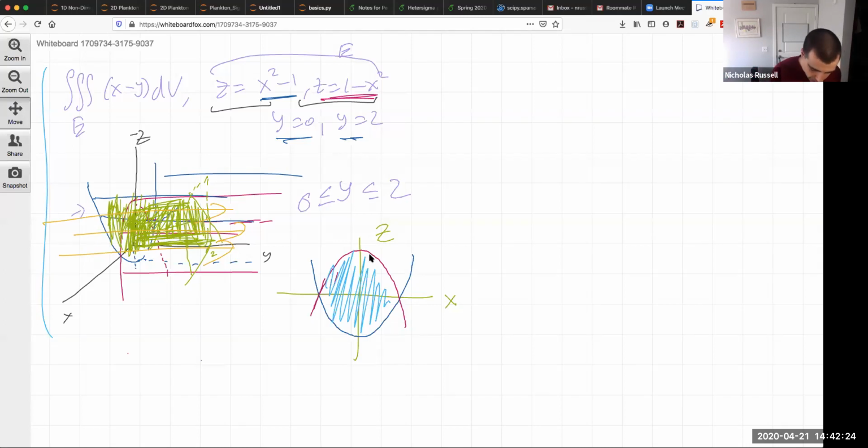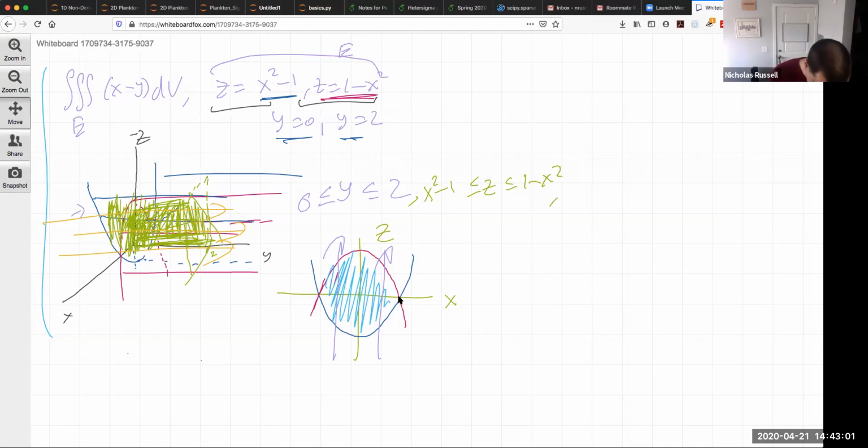So if I want to integrate this, I think about this going upwards like that. I'm always entering from the blue region and always exiting from the red region. The red region here is 1 minus x squared. The blue region is x squared minus 1. So I can then say that z is bounded below by x squared minus 1, the blue region, and above by 1 minus x squared. Something like that.